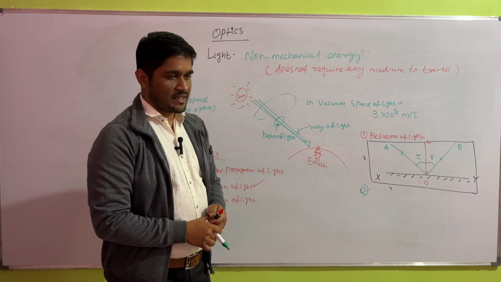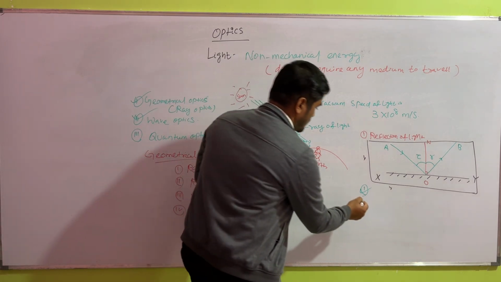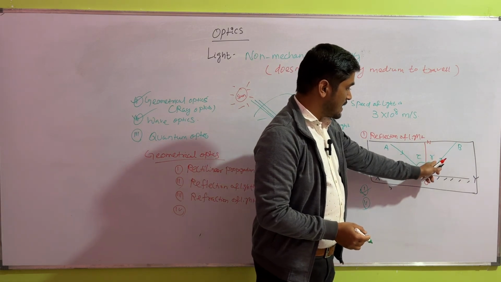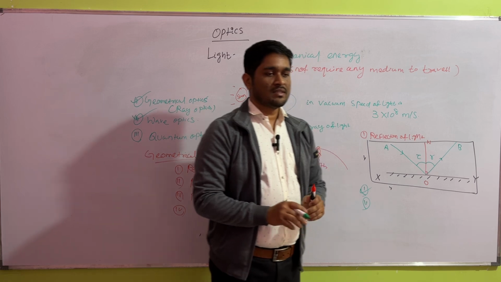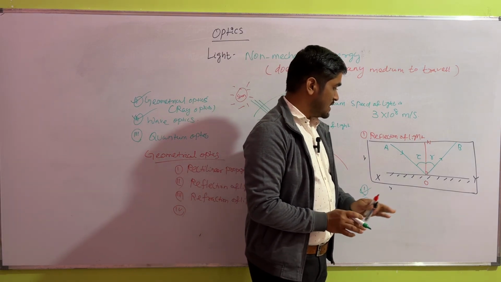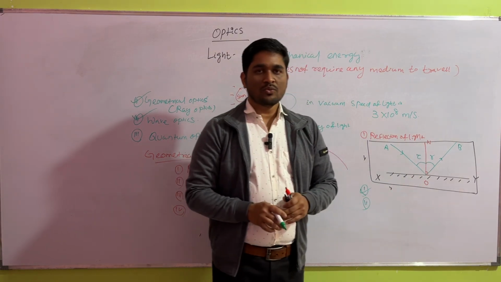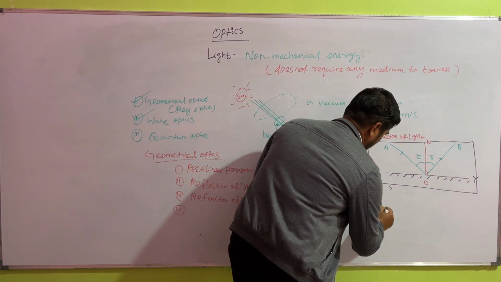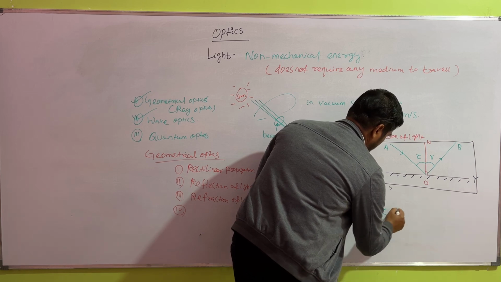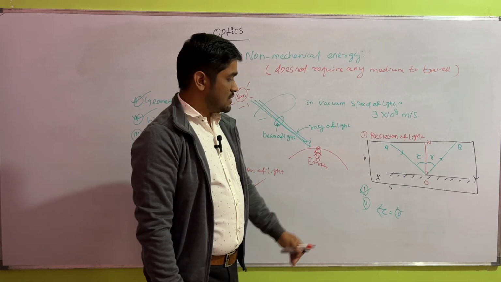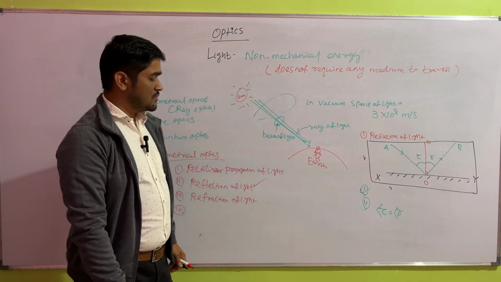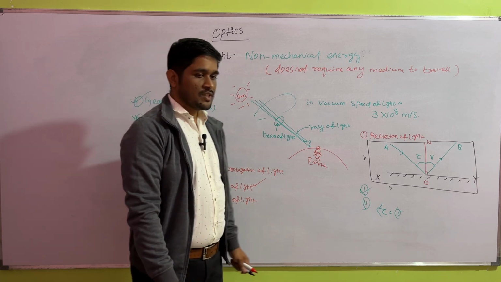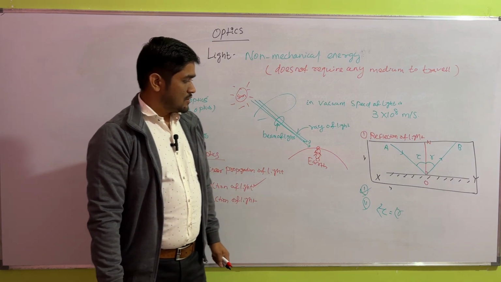And in the second law of reflection, there is an angle of incidence and another angle, the angle of reflection. We can say the angle of incidence is equal to the angle of reflection. This is the second law of reflection. Clear?